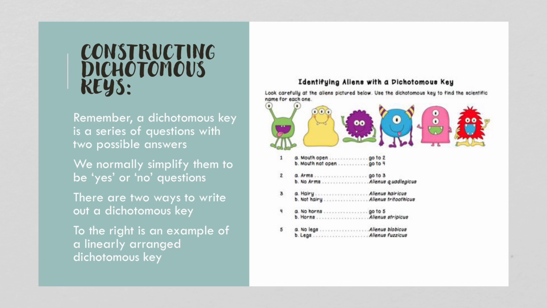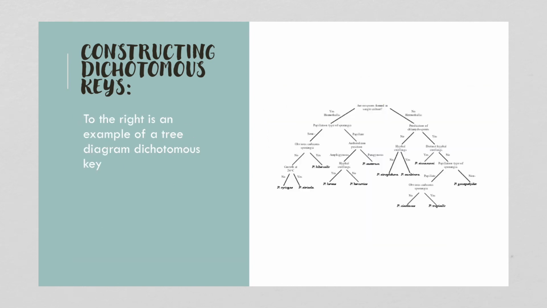Then, if I was trying to classify this one, is the mouth open? This time the answer is no, so I go to number 4. And does it have horns? No. So then I go to number 5. Does it have legs? It also does not, so it's Alienus blobicus. And then you would do that for the rest of them. And as you can see, there are 6 aliens and only 5 questions. So this has fulfilled the criteria for making a dichotomous key.